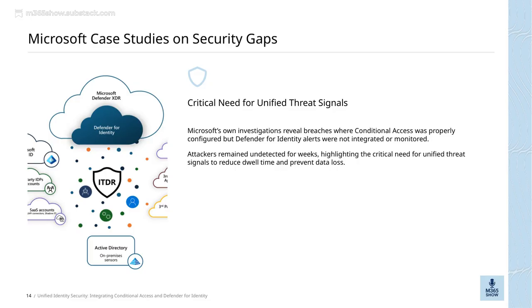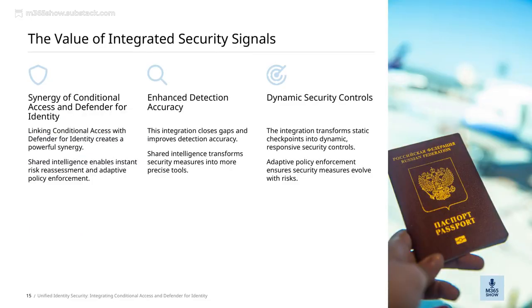Let's talk about the value of integrated security signals. When we combine unified identity security, like integrating conditional access with Defender for Identity, it really transforms how we approach security. Instead of relying on static checkpoints, which are limited in scope, this integration creates dynamic, responsive controls that adapt to the current threat landscape. Adaptive policy enforcement is key here. It ensures our security measures evolve as new risks emerge, keeping us always one step ahead. This leads to more effective, real-time responses to threats.